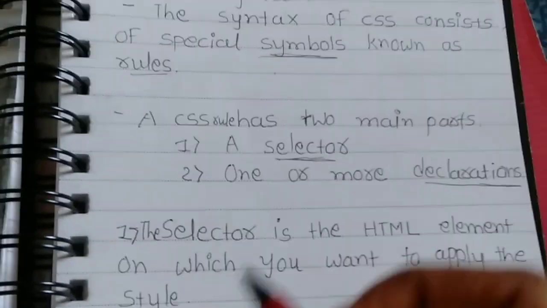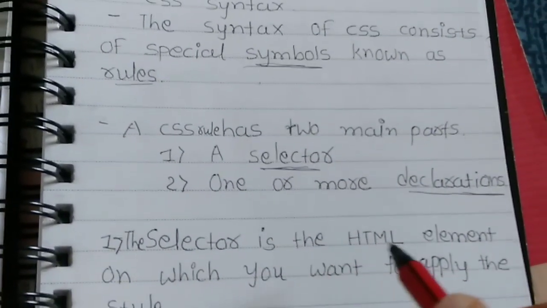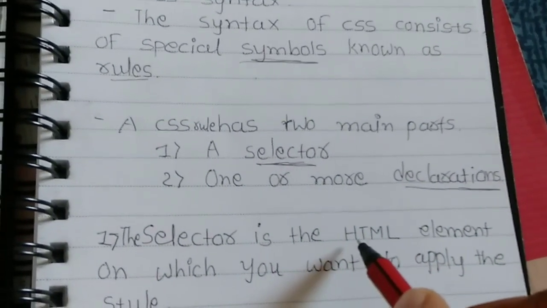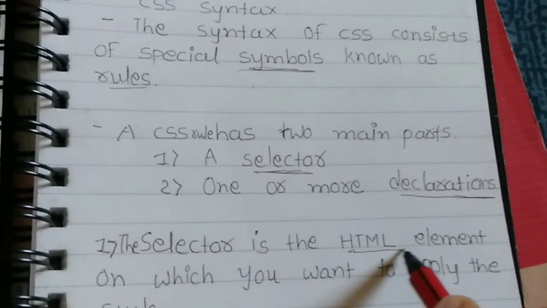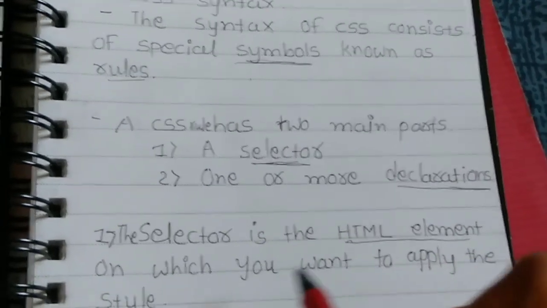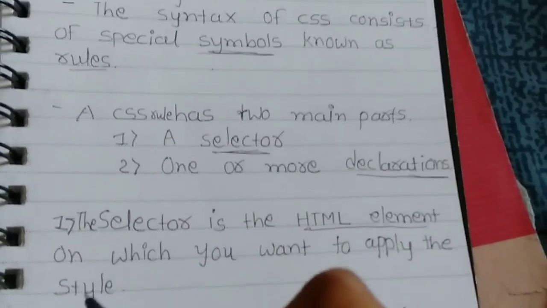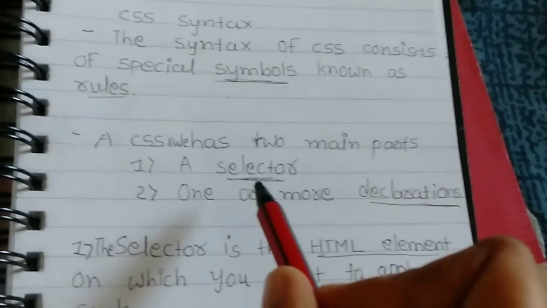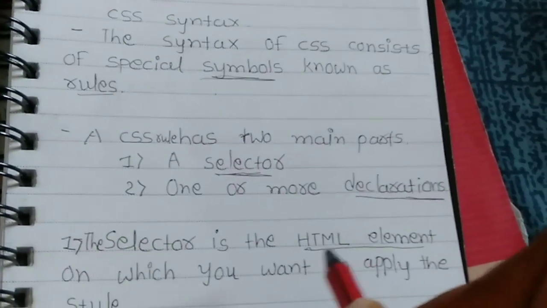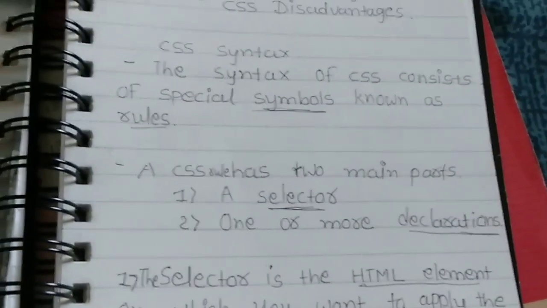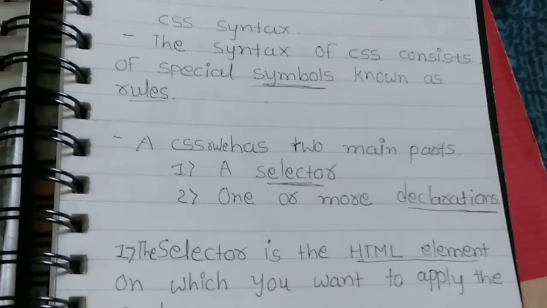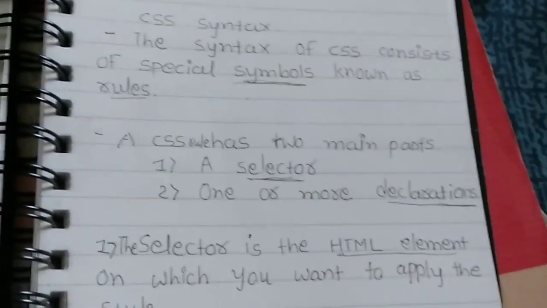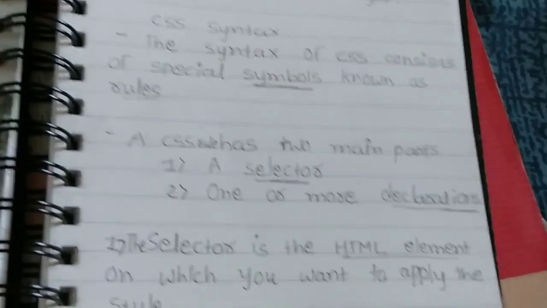Now what do you mean by the selector part? The selector is the HTML element on which you want to apply the style. What do you mean by selector? Selector means an HTML element. That is, selector is one type of HTML element. And why are we using selector?